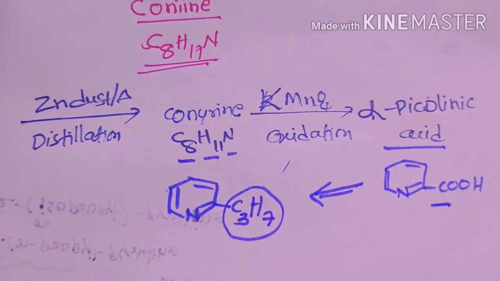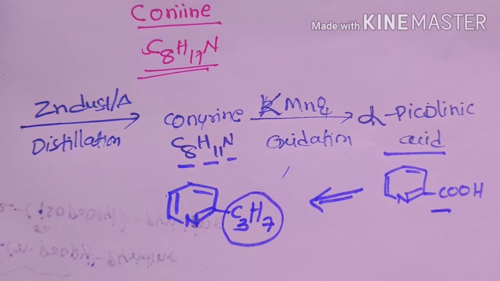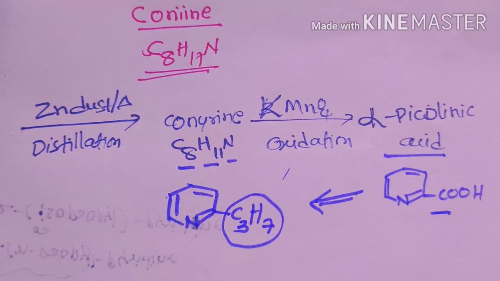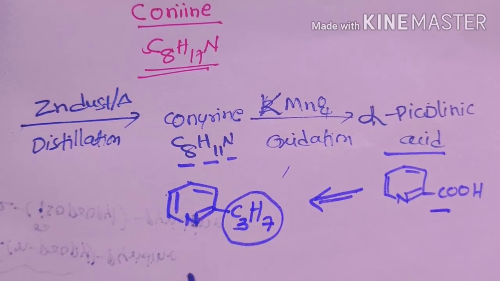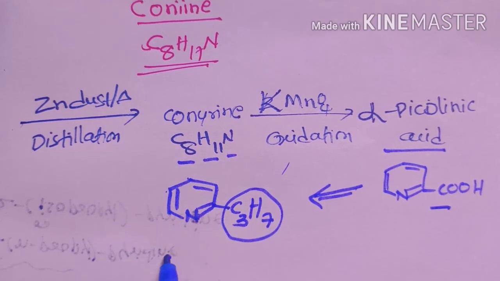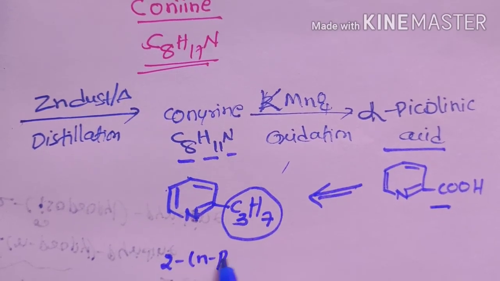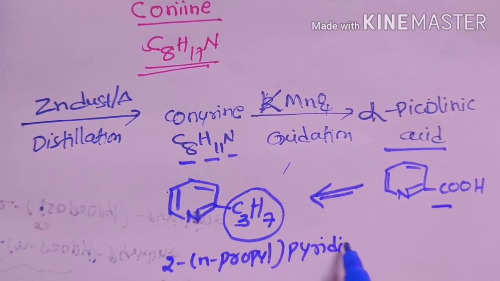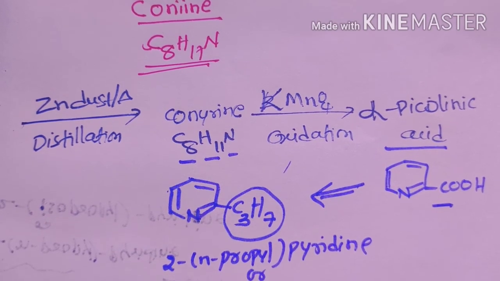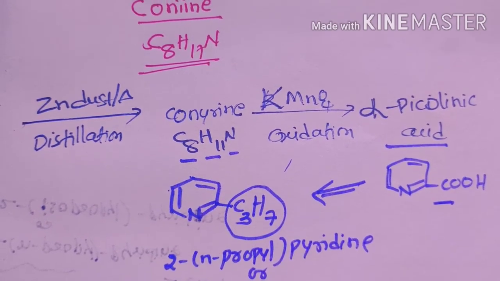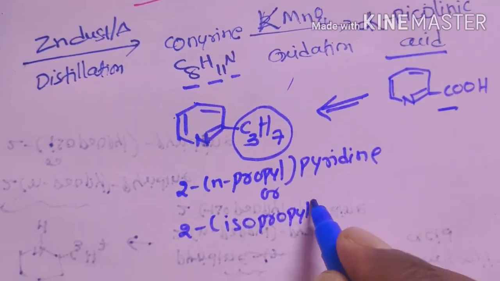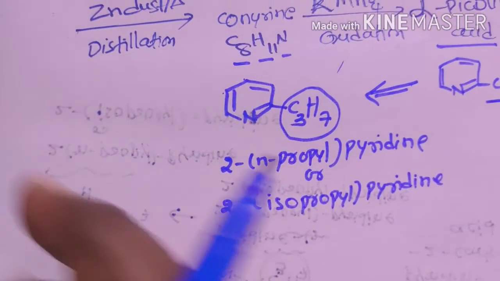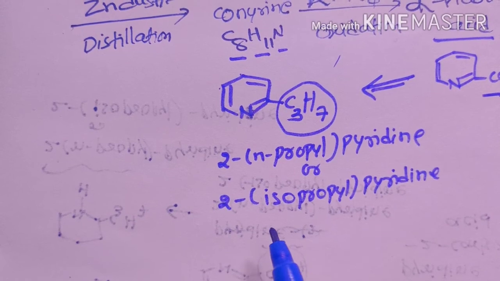So the side chain with the C3H7 formula, either it should be n-propyl group or it must be isopropyl group. So here conyrine must be 2-n-propyl pyridine, or it must be 2-isopropyl pyridine. So conyrine must be either 2-n-propyl pyridine or 2-isopropyl pyridine.